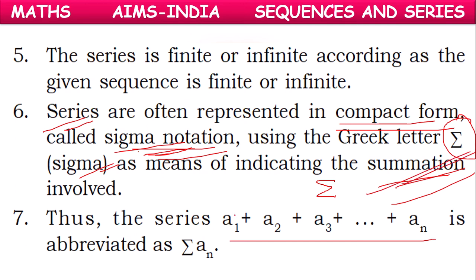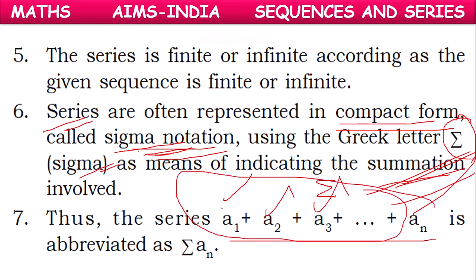Suppose we have a series A1, A2, A3 and so on up to An. This expanded form can be written in compact form, or sigma notation, using the sigma symbol as sigma of an, meaning the sum from the first term to n terms, sigma of an.